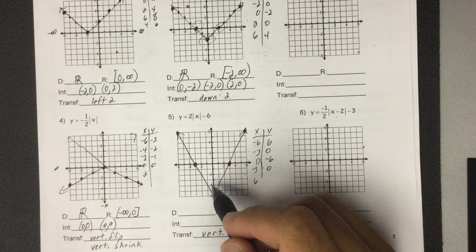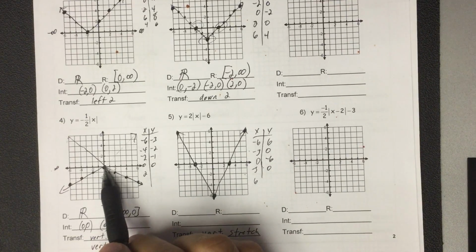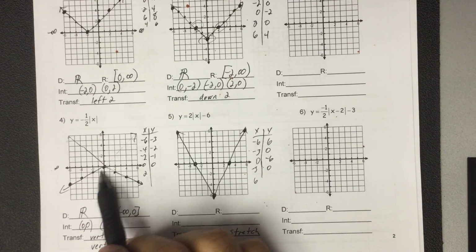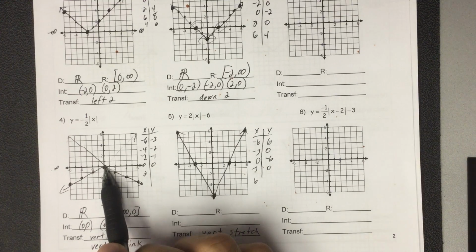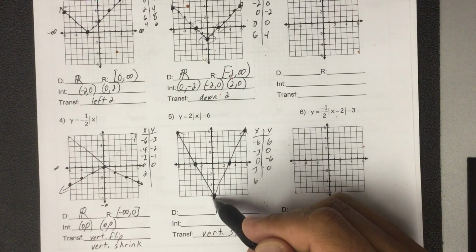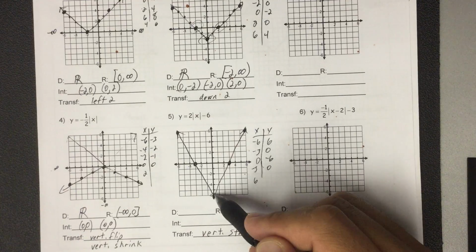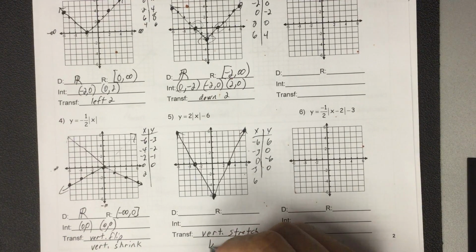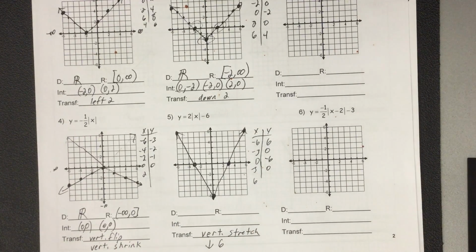and it also moved down because the vertex, notice here the vertex, you can shrink or stretch, but the vertex is still at the origin. Now the vertex moved down here. So it came down 6. Down 6.